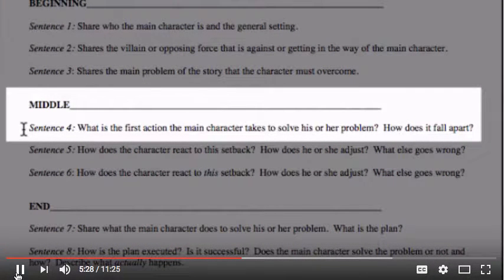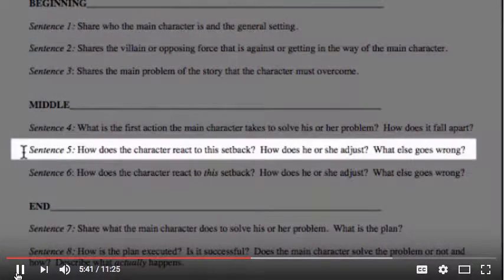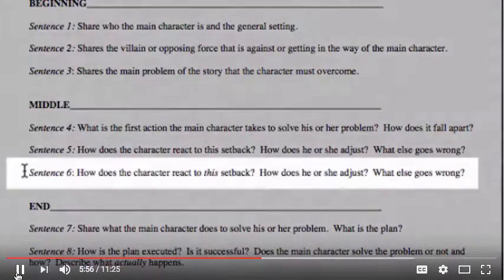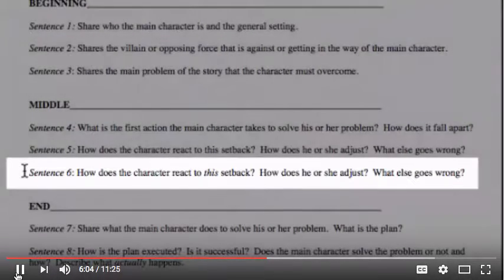Usually, when a character goes on an adventure to solve a problem, he or she doesn't get it right the first time, so the character does something and it falls apart. Next, the character reacts to the setback he or she has just experienced, and we see an adjustment. The character still has the goal in mind and is adjusting his or her plan to reach that goal. And, in good movie fashion, something else is going to go wrong. Once again, the character reacts to this new setback. How will he or she adjust? And what's going to go wrong again?